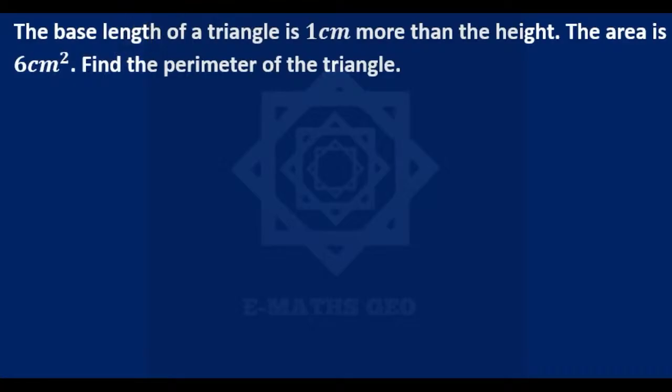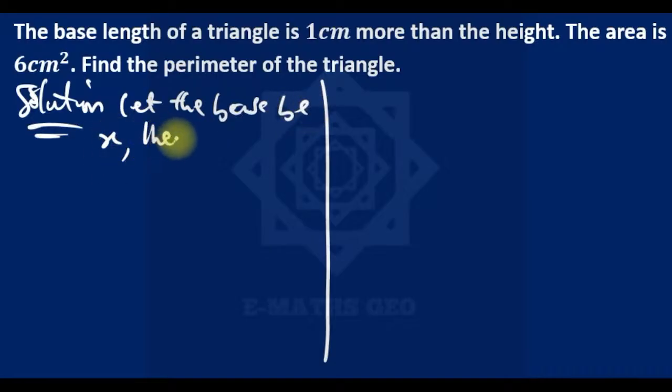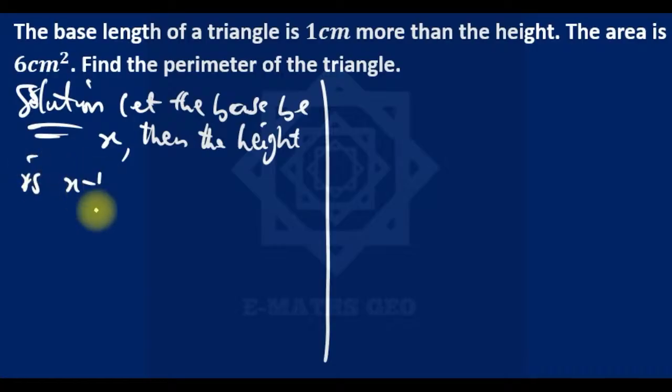So they say the base length of a triangle is 1 cm more than the height. Then the area is 6 cm squared. Find the perimeter. Okay, we are given the base. So let the base be x. Then the height, they say the base is 1 cm more than the height, the height is x minus 1. Yes, since the base is 1 cm more than the height.